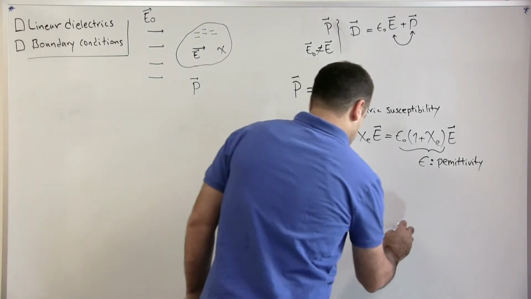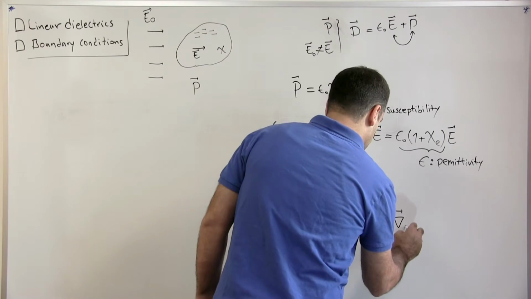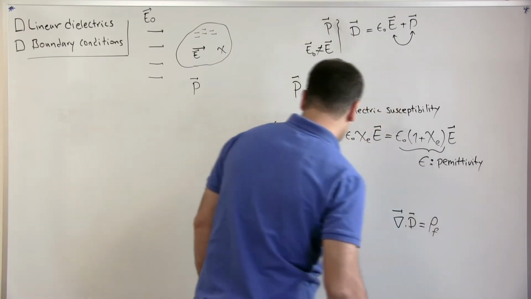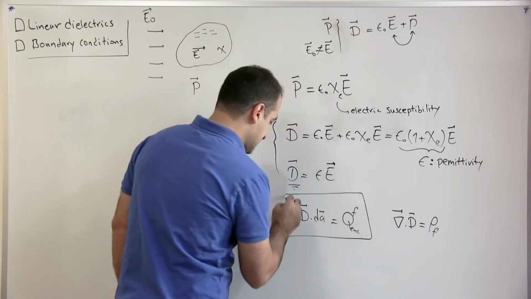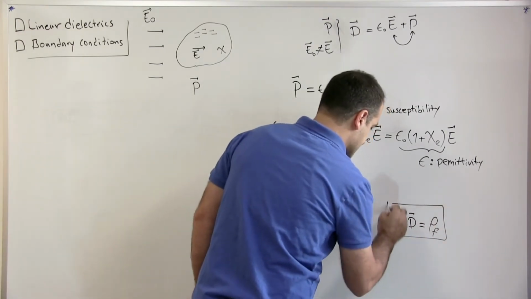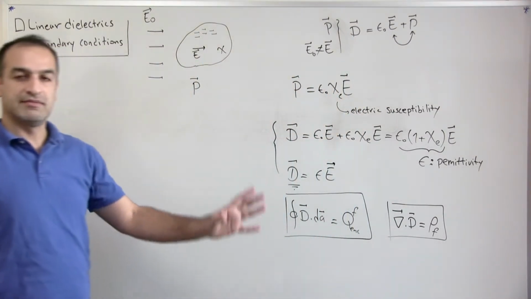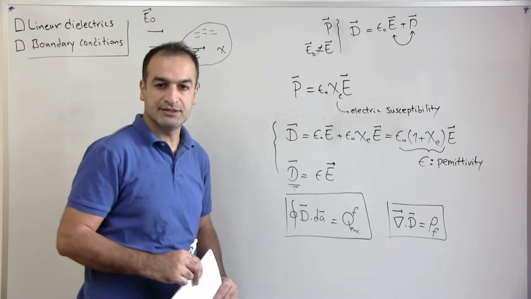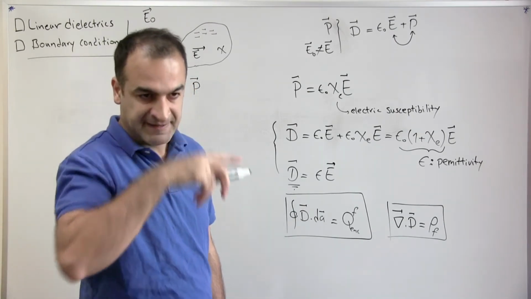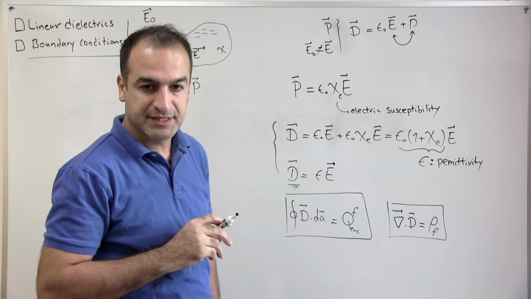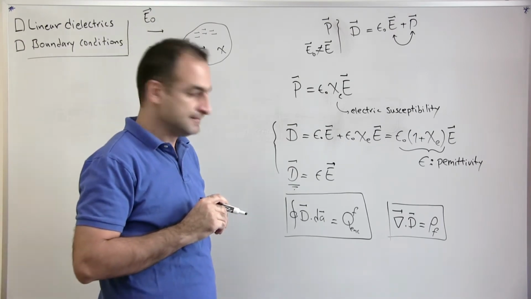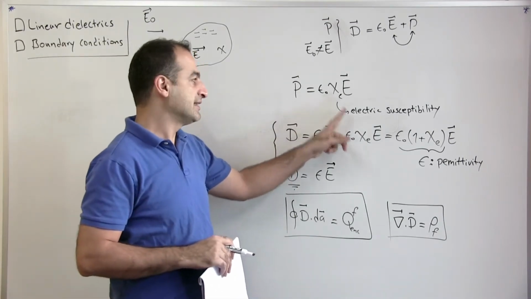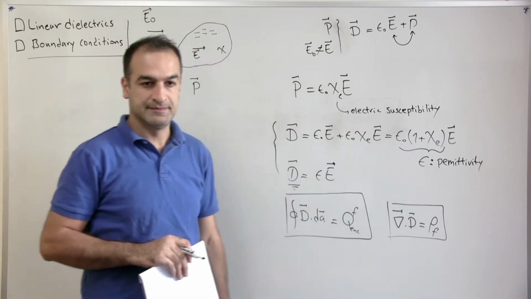And the differential form of this is divergence of D is rho F. So D is related to charge distribution through these two equations. These are basically the same as Gauss law, but for the electric displacement. Sounds good so far? Any question? What is the x looking variable? This X is chi, a Greek letter chi, and that is electric susceptibility.